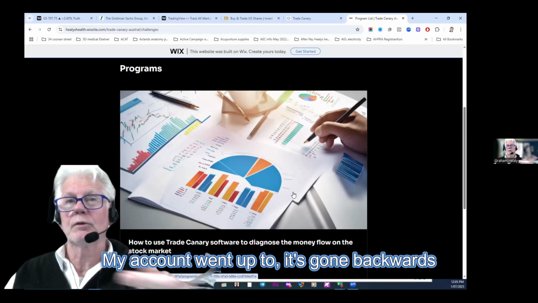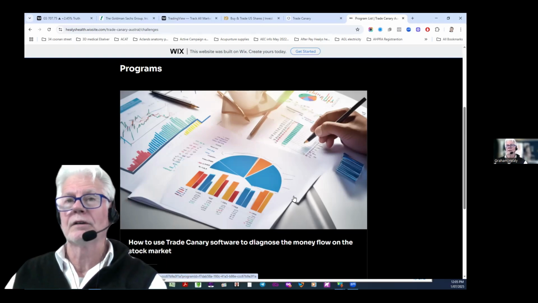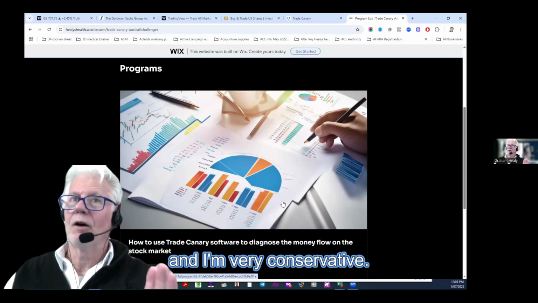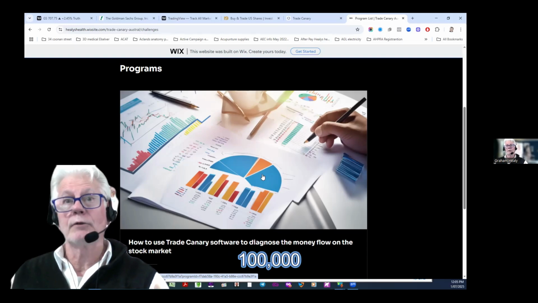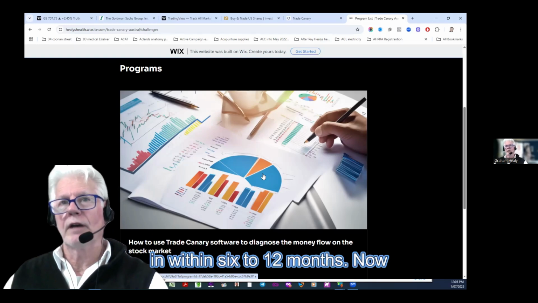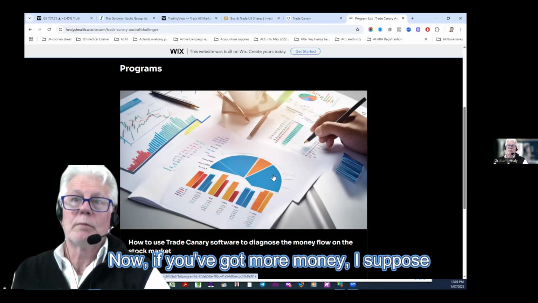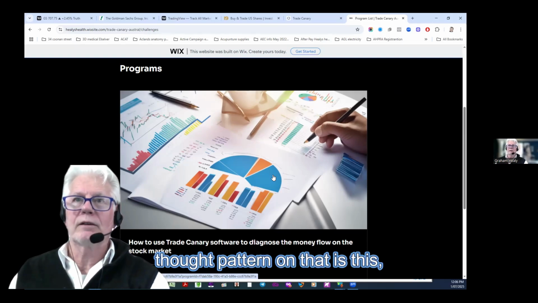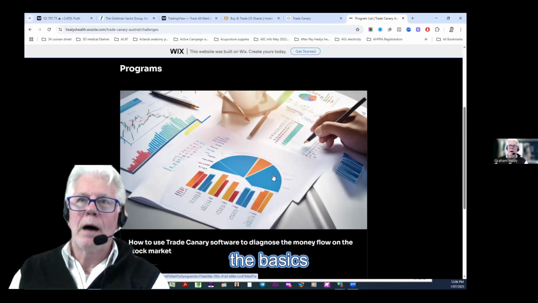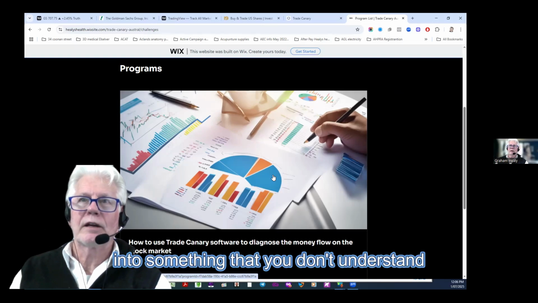My account has gone backwards and forwards a bit, but it's gone up to as high as $5,000 from $1,000. So 500% up, and I'm very conservative. My goal is to build that account up to 100,000 within 6 to 12 months, based on the original investment of 1,000. Now, if you've got more money, I suppose you can put more money in your account. But my thought on that is this: learn the basics first. Do not throw good money into something you don't understand.